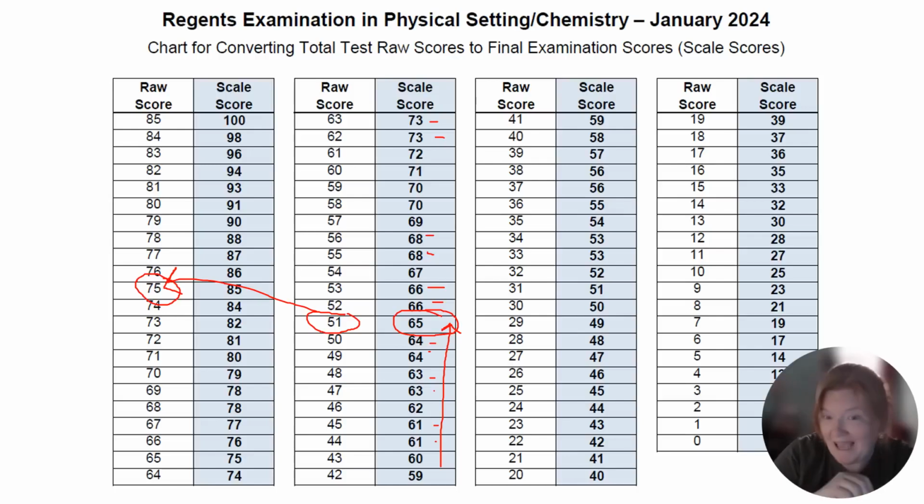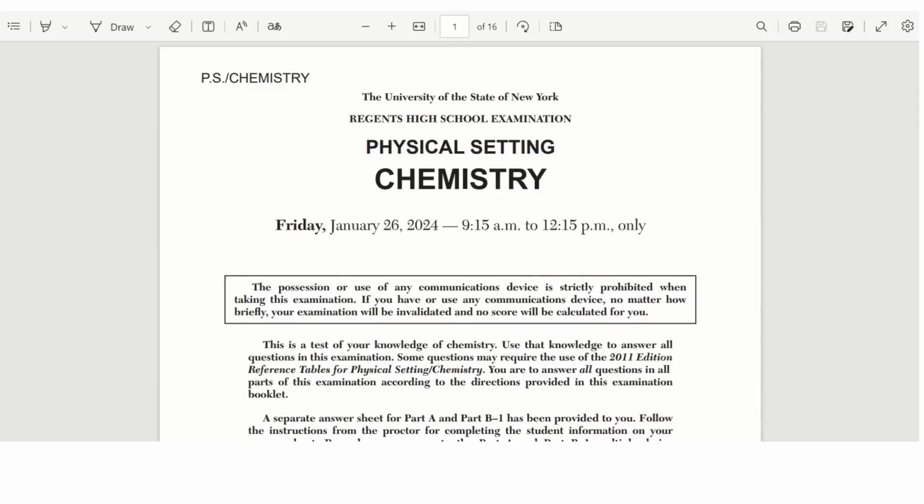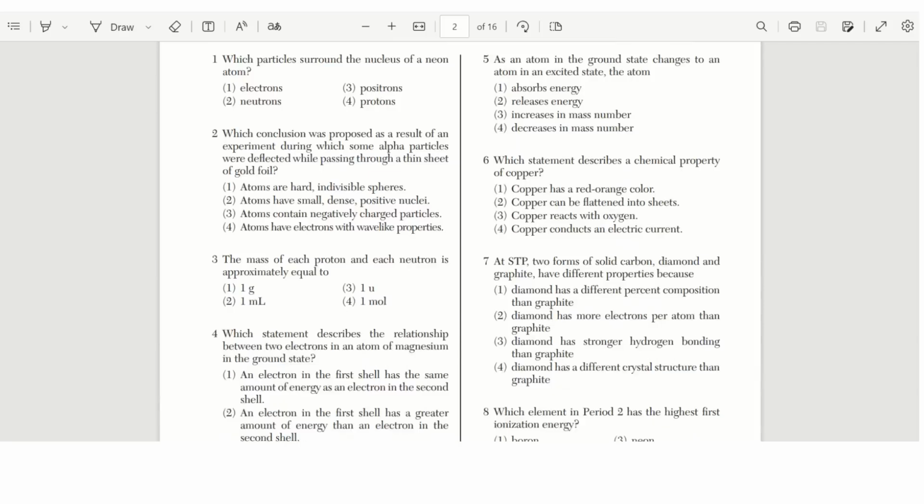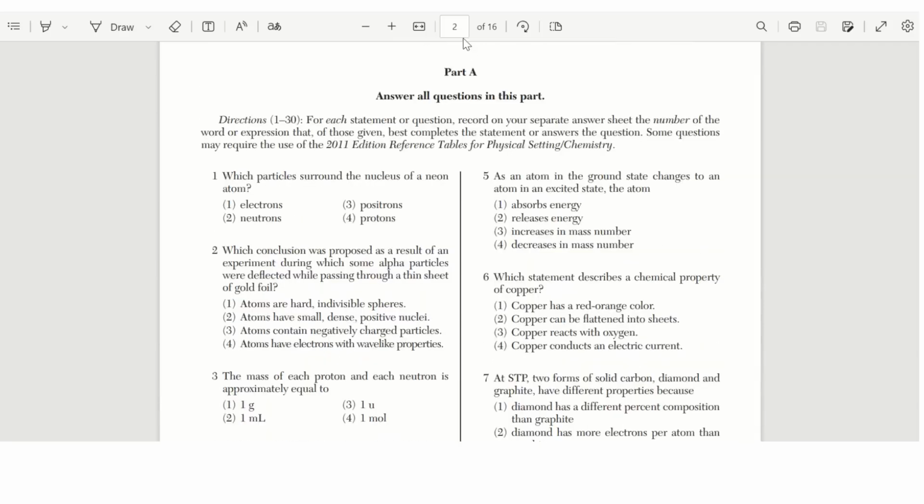Okay, so again, on the multiple choice, we're aiming in our mind 40 or higher correct. 35 is acceptable toward getting you to that passing grade, but we're aiming for 40 or higher. All right, January 2024 exam time. We're going to start with Part A.